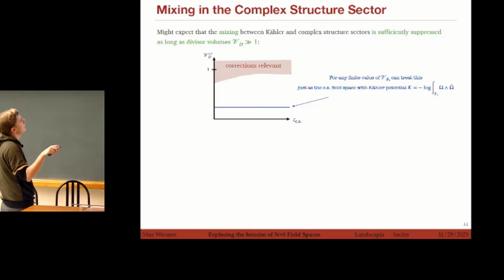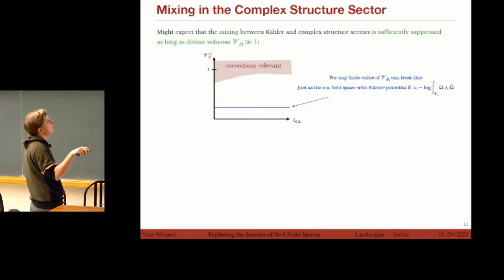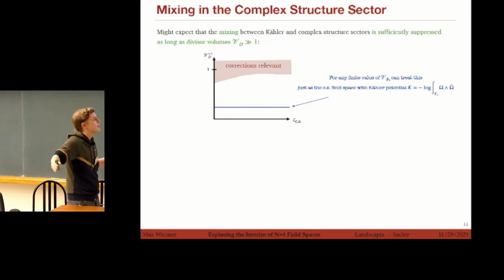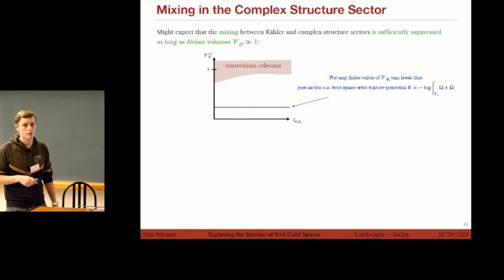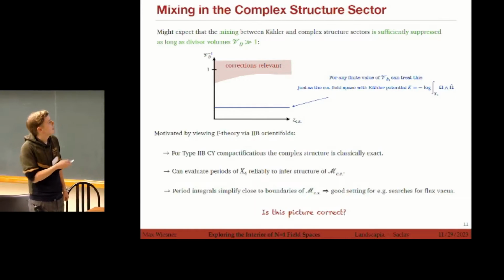So we have here the inverse divisor volume. If this is very large, and here we have the complex structure sector, we can just treat this effectively as the complex structure field space with the scalar potential just coming from the period geometry.